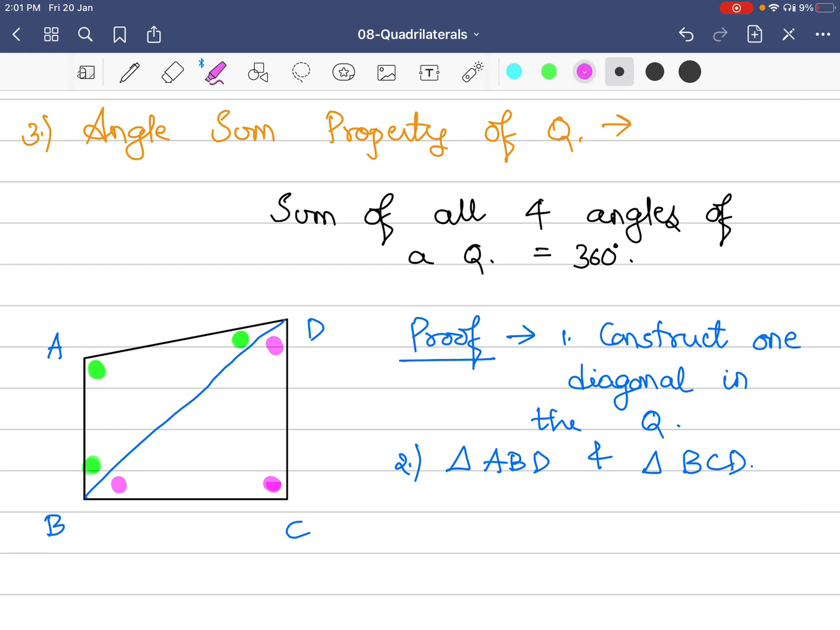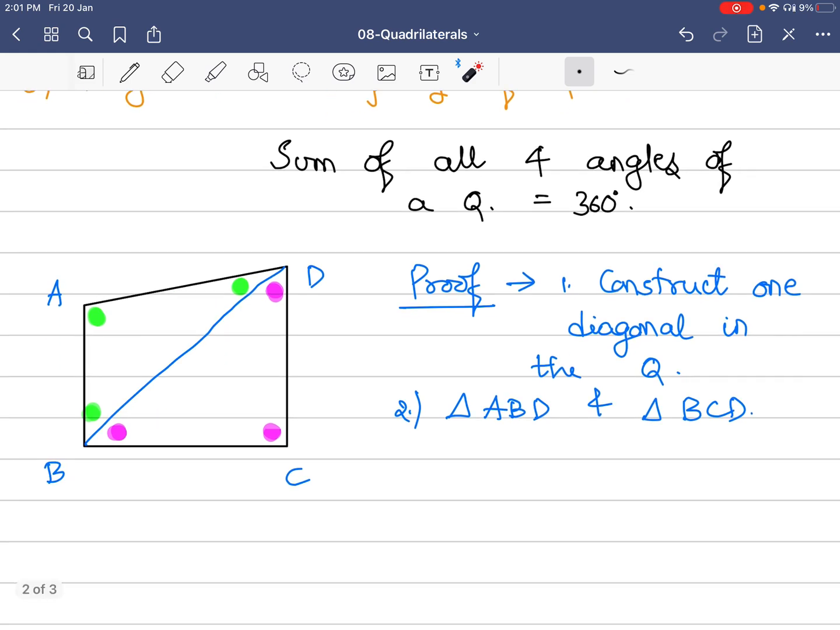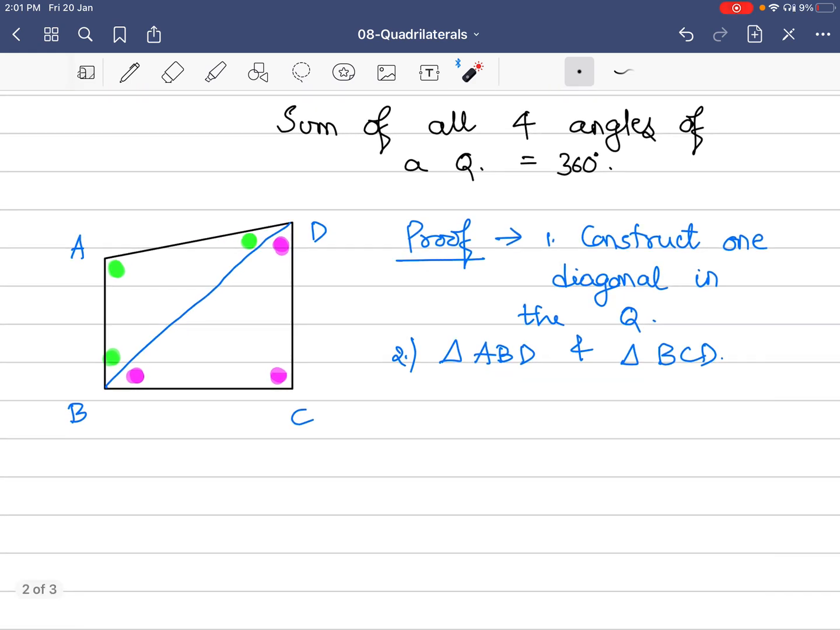And then the pink dots, again, this and this, their summation is also going to be 180 degrees. Why? Because those are two triangles. And finally, if we add all these angles, it is going to give us 360 degrees, 180 plus 180. That's a very simple proof of this angle sum property. I'm just going to write down the steps.